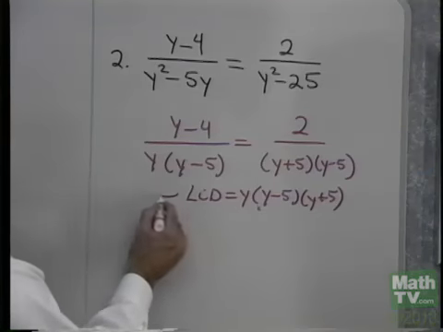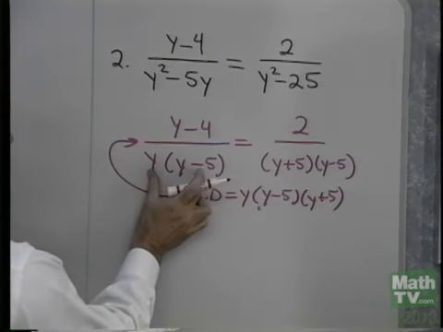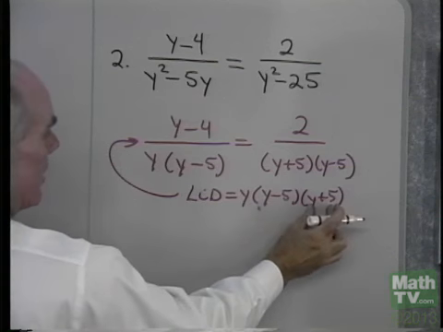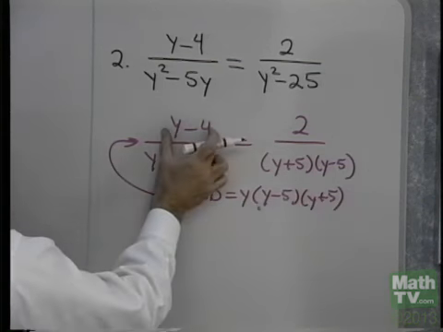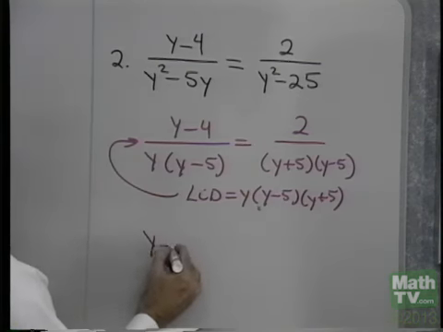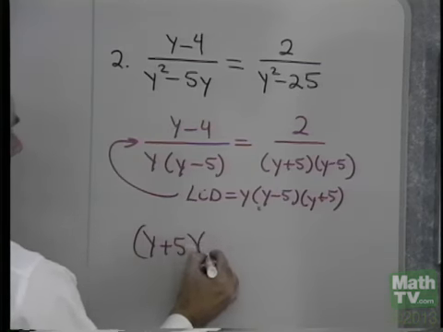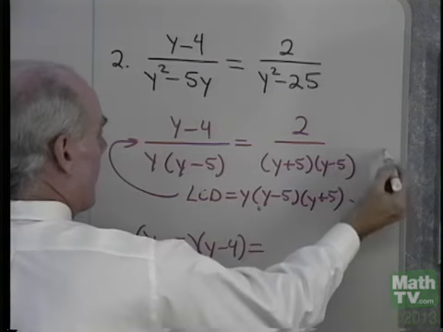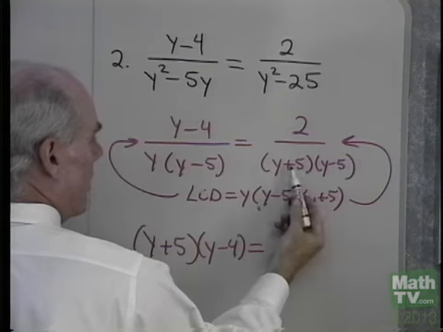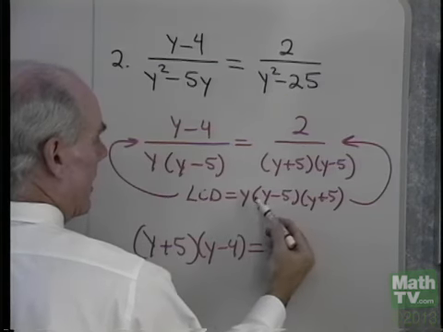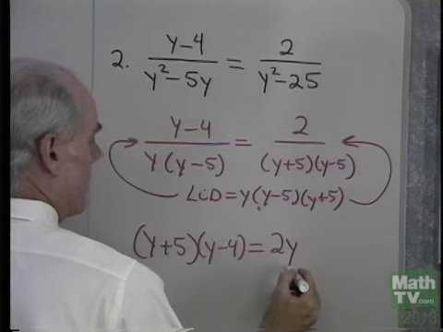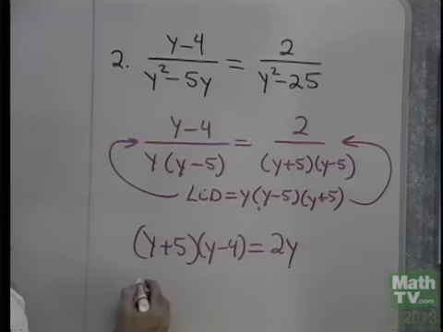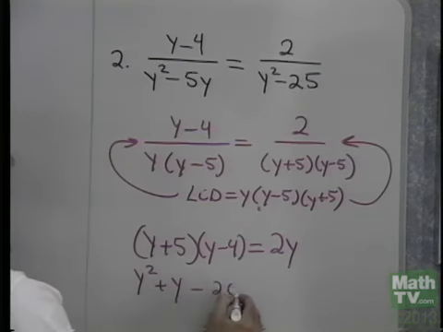When I multiply on the left side right here, y and y minus 5 will divide out. What will be left would be y plus 5 times this numerator, y minus 4. So (y plus 5)(y minus 4). When I multiply the least common denominator times this side of the equation, y plus 5 and y minus 5 will divide out, and what will be left is y. Now I need to put this equation in standard form, so we have y squared plus y minus 20 is equal to 2y.